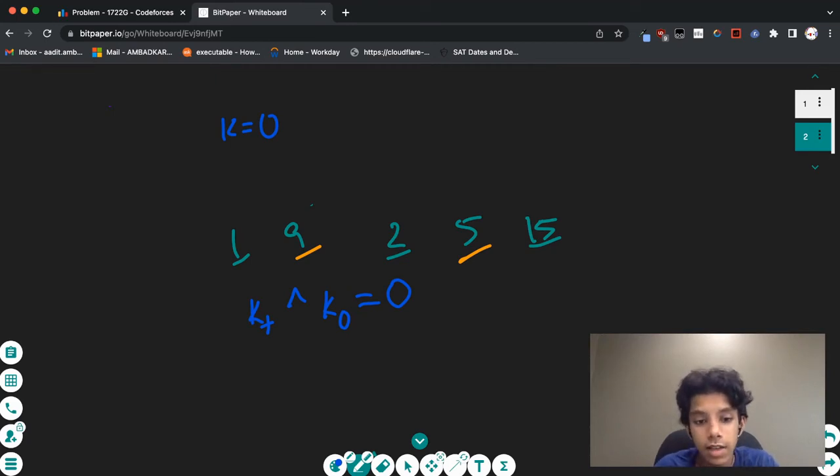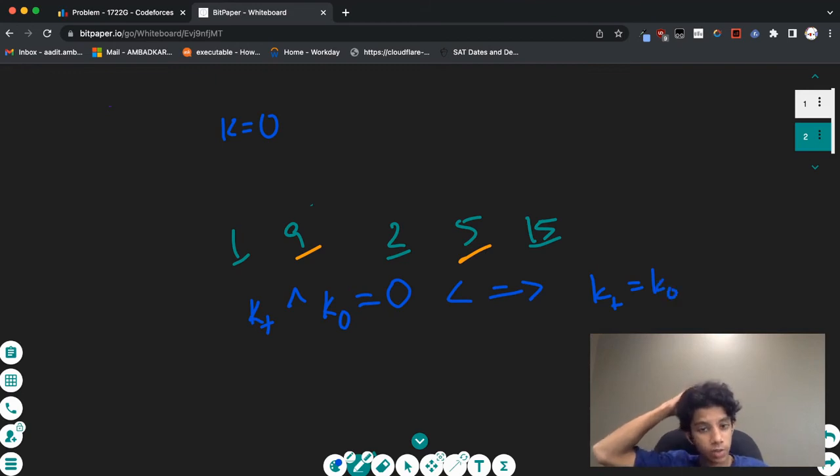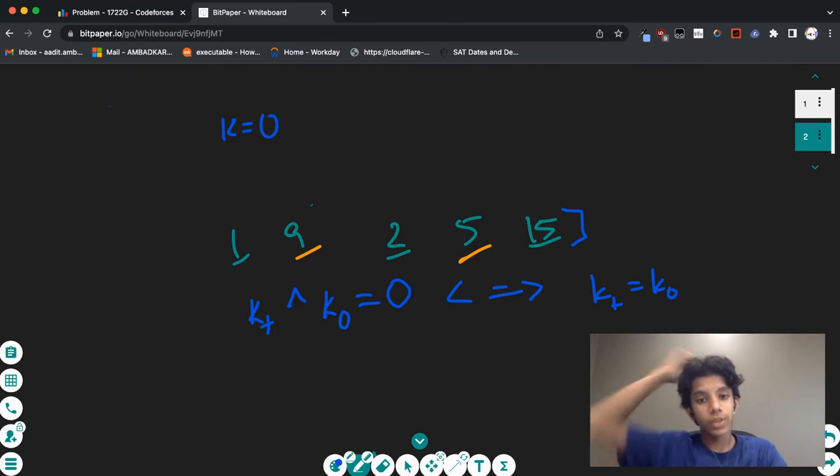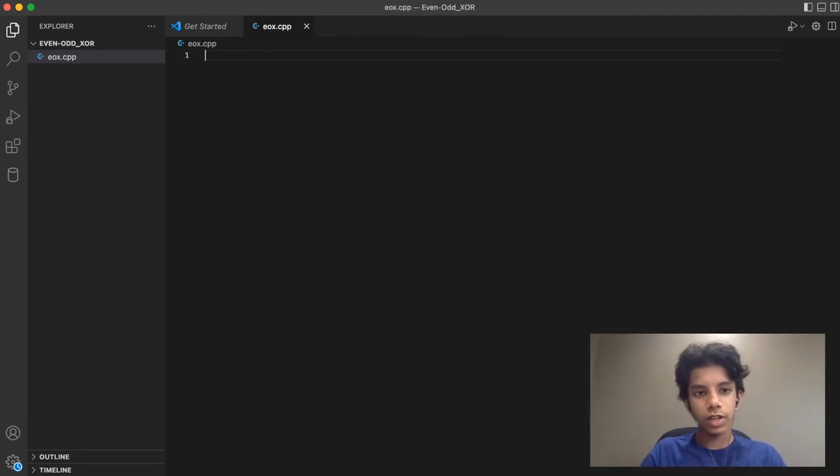Kt XOR ko equals 0 if and only if kt is equal to ko. And so once we've found an array like this that works, we're done. So it's up to us now to try and figure out an array that works. So what we want to get started in doing is... Actually, I'm just realizing this is going to be easier to explain in Python, so let's do it in Python.